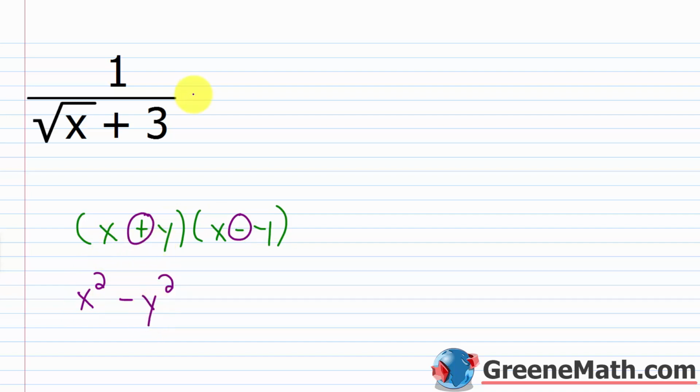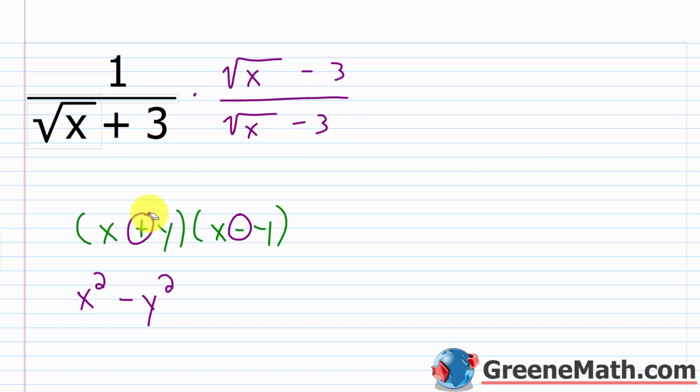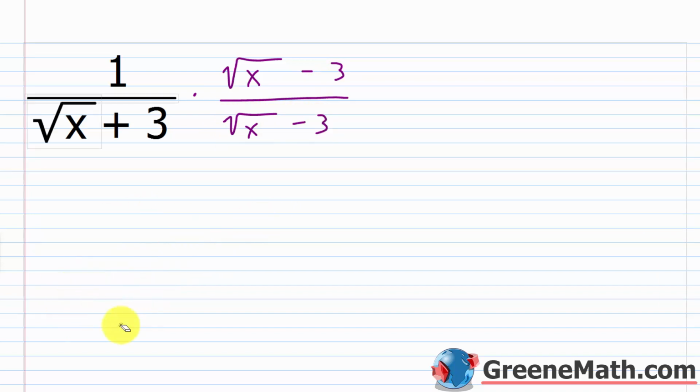So what's going to happen is I'm going to multiply this by, we'll have the square root of x minus 3 over the square root of x minus 3. Okay? So what I did was, in my denominator, I now have the product of conjugates. It's the same two terms, so square root of x and square root of x, 3 and 3, but different signs.